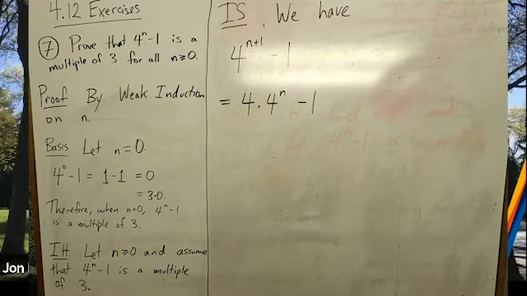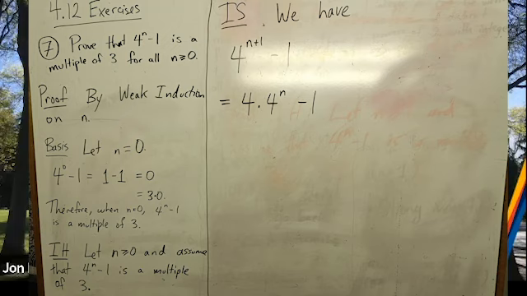So 4 to the power n plus 1, I can write as 4 times 4 to the n. If that doesn't look okay to you, you do need to really understand your rules of exponents. So this is kind of a standard thing.